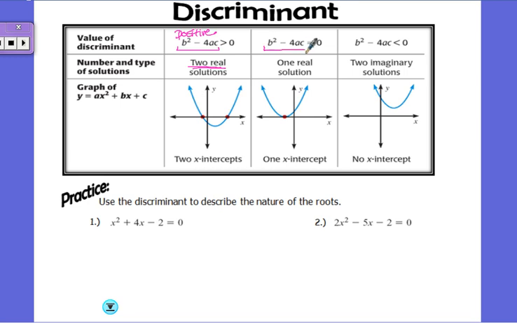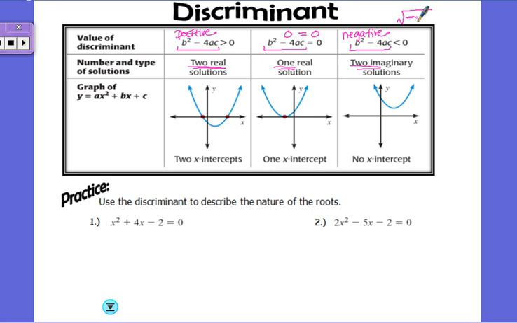If b squared minus 4ac is equal to 0, so if you end up with 0 equals 0, you're going to have one solution. And if b squared minus 4ac is less than 0, so if it's a negative number, you're going to have two imaginary solutions. Because remember that b squared minus 4ac is underneath that square root. So if you have a negative in there, of course you're going to have an i. So that's where you're getting your imaginary solutions from.